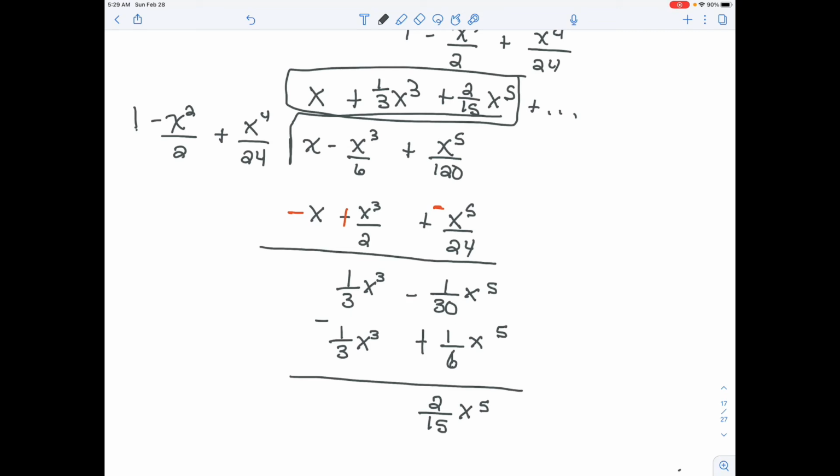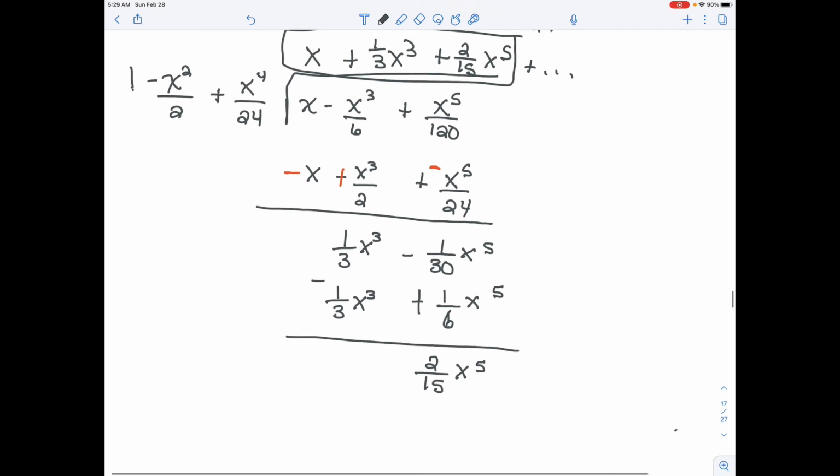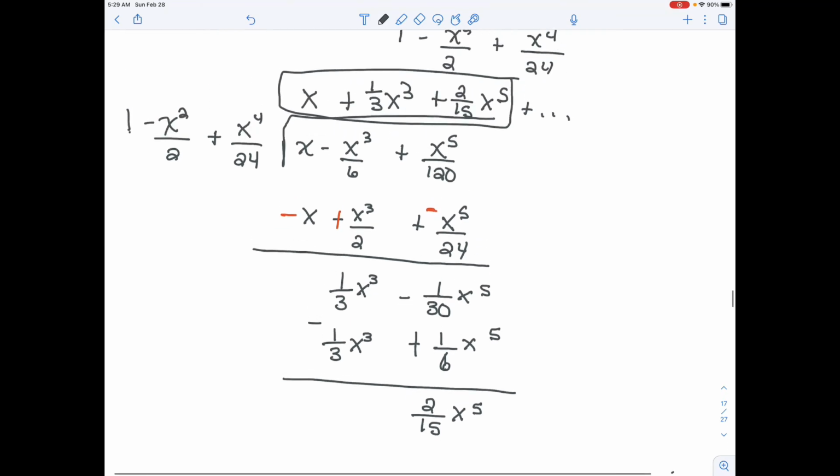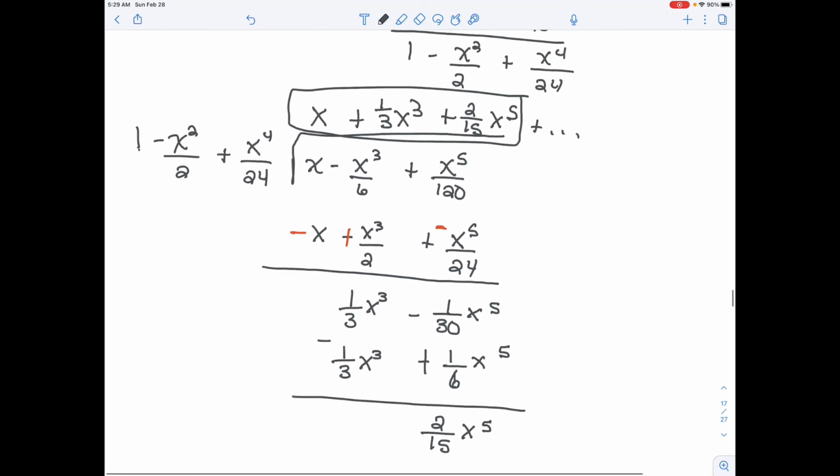Okay, those are the 3 terms that represent tan x. The first 3 non-zero terms that represent tan x. Okay?